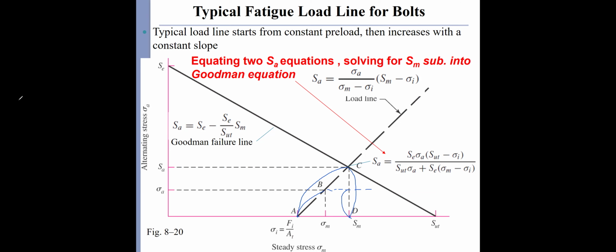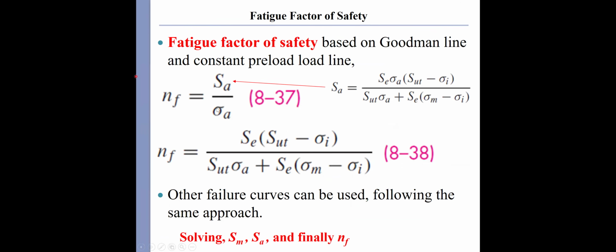So we got the safety factor. We just plug this SA, the intercept, the solution between the loading line equation and the Goodman equation, in here, and then we can solve for the safety factor based on the Goodman criteria. Similarly, other failure curves can be used. Following the same approach, solving for SA and SM, we finally get the safety factor.